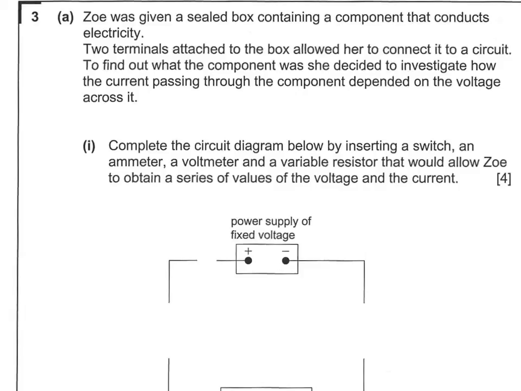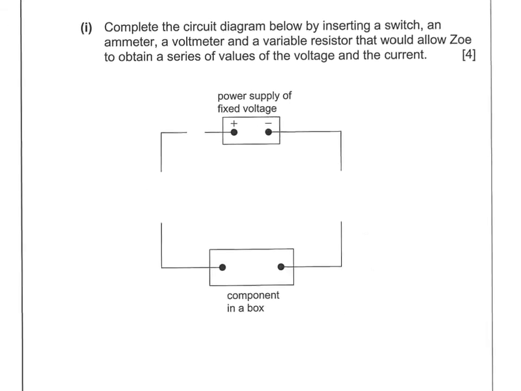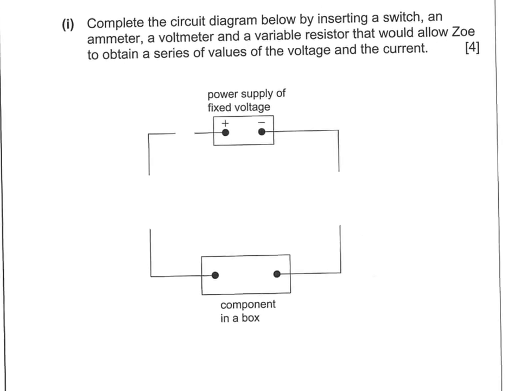Question 3. Zoe was given a sealed box containing a component that conducts electricity. The two terminals attached to the box allowed her to connect it to a circuit. To find out what the component was, she decided to investigate how the current passing through the component depended on the voltage across it. Complete the circuit diagram below by inserting a switch, an ammeter, a voltmeter, and a variable resistor that would allow Zoe to obtain a series of values for the voltage and the current.